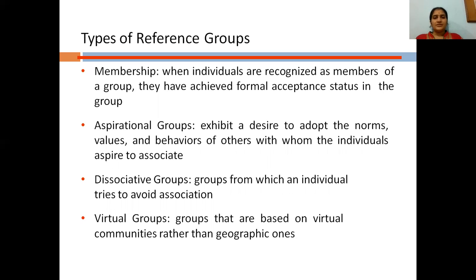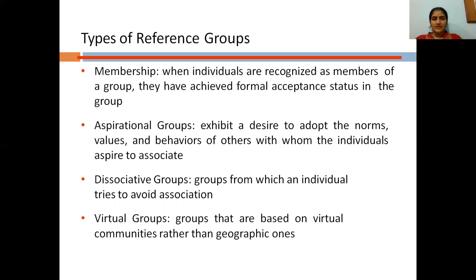Then we have aspirational groups. Aspirational groups exhibit a desire to adopt the norms, behaviors, and values of others with whom individuals aspire to associate. We have certain personalities whom we aspire to or admire. Like, I want to become a part of that company, or part of that particular group. We admire certain persons or personalities, we want to follow them, and we follow in their footsteps.